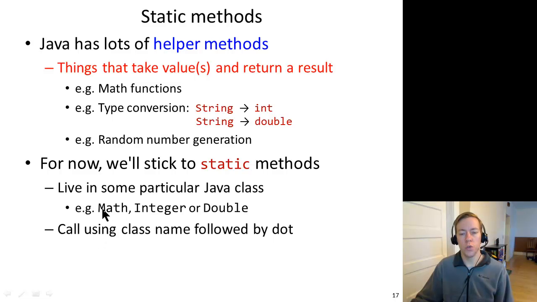When you want to use these functions, these things that convert one thing to another, you use the class name like Integer, and then a dot, and then the name of the helper method.